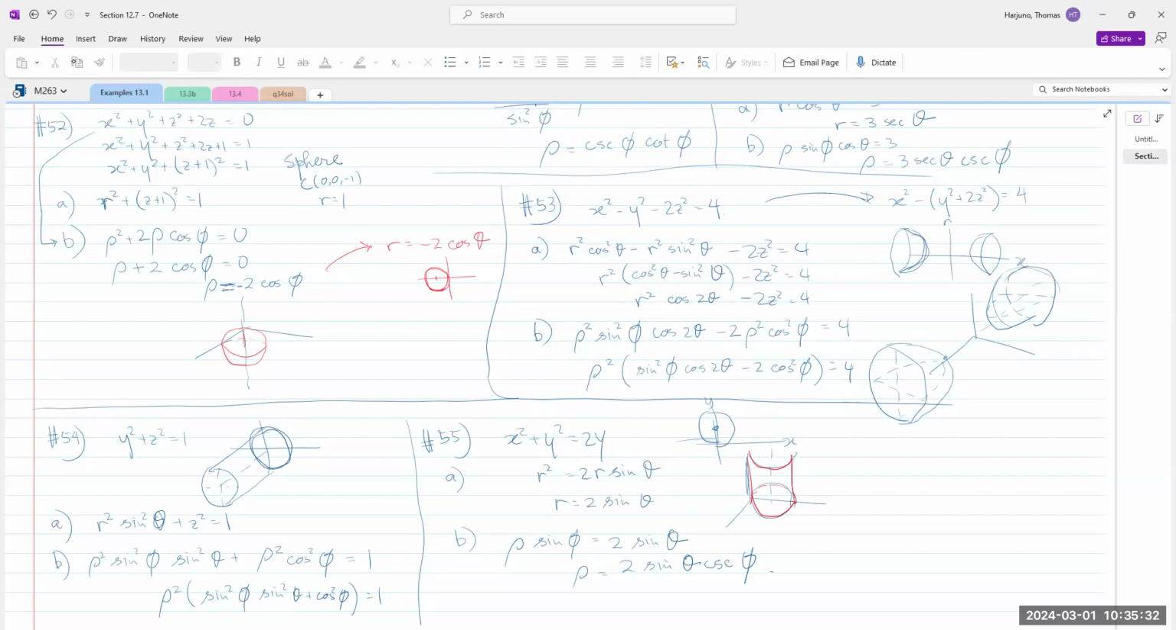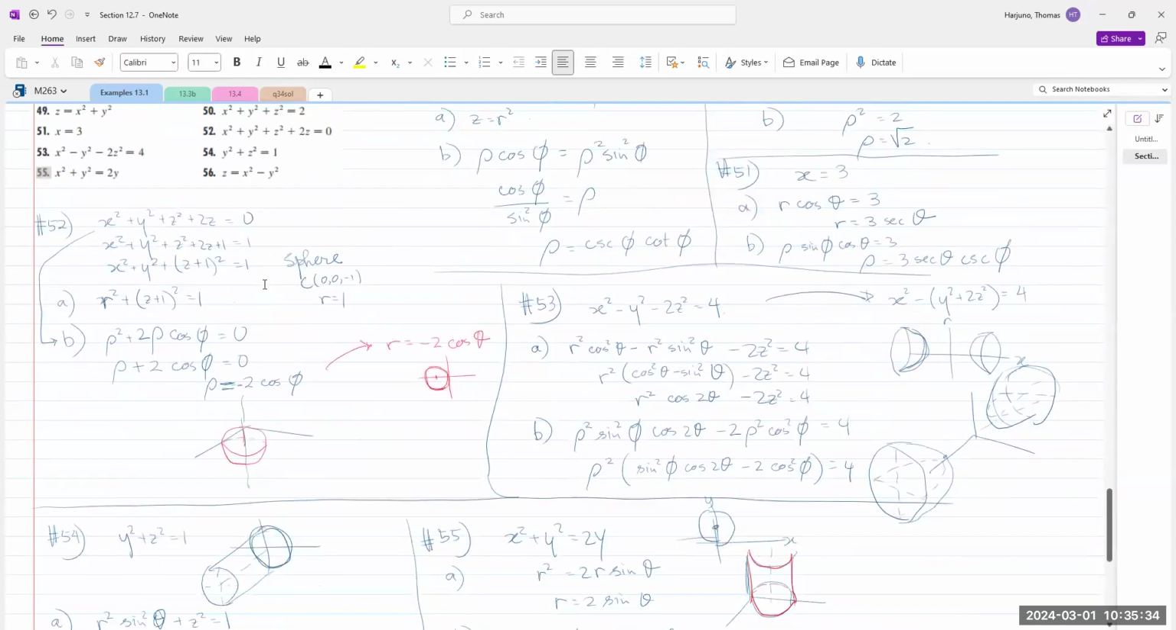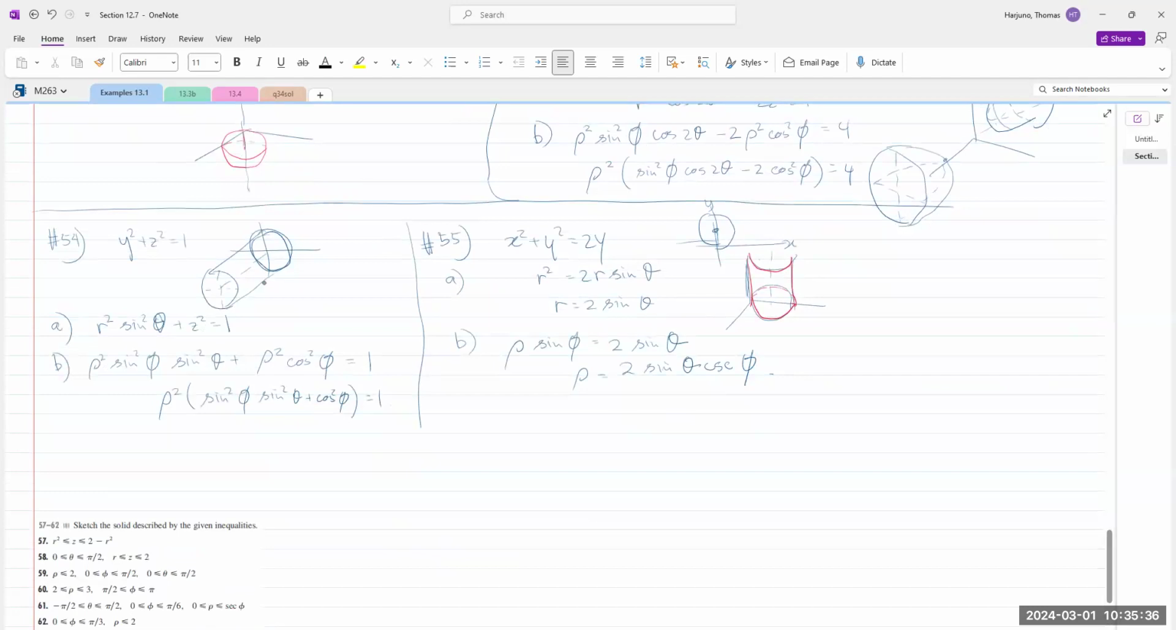That's for number 55. Let's see, number 56. Number 56 is z equals x squared minus y squared. Well, this is the, what do you call that? Hyperboloid, paraboloid. The one that looks like this.